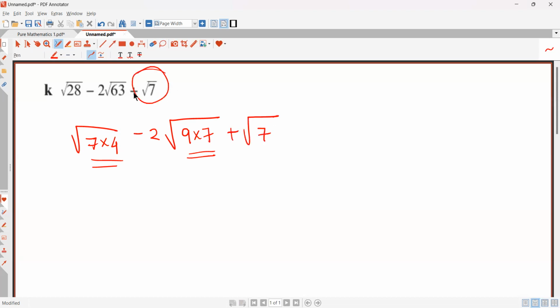Oh, I forgot to see this number. The hint was there, only 7. Everything has to be divided by 7 over there. Good. Okay, 4 goes on the other side. 2 root 7 minus 2. When 9, it becomes 3, right? 3 multiplied by 2 is 6. 6 root 7 plus root 7. Okay? 2 plus 1 is what? 3. 3 root 7 and minus 6. Minus 3 root 7. Understood?